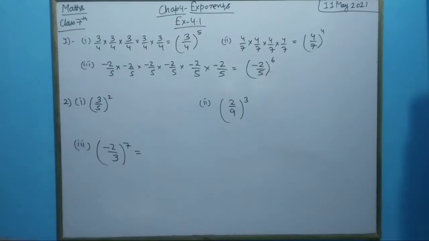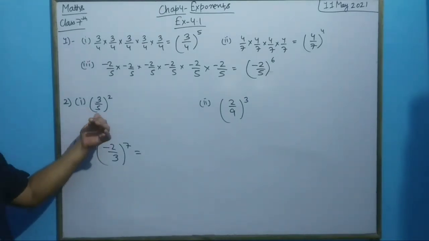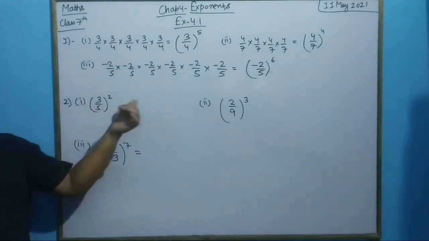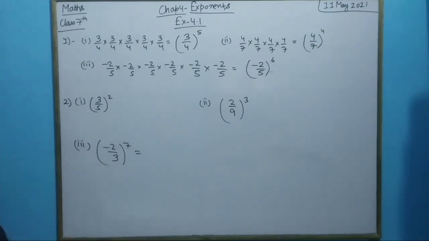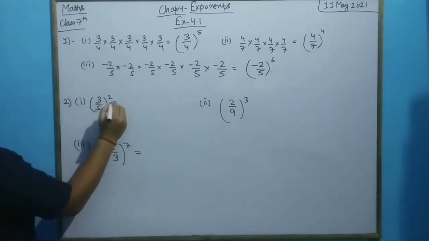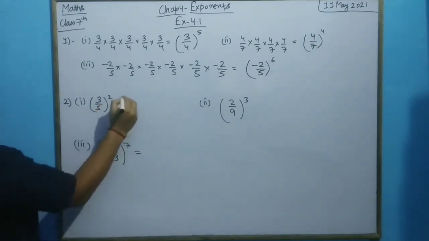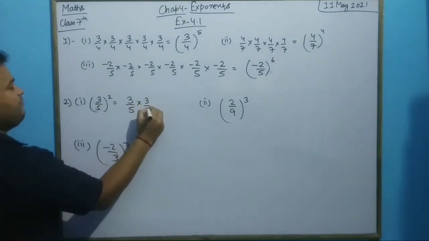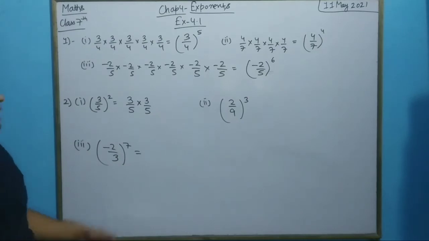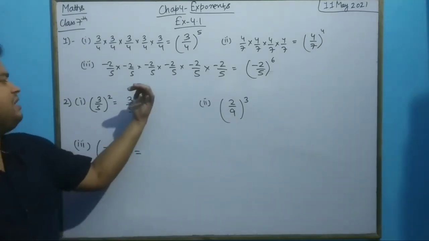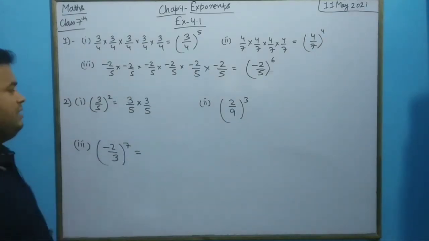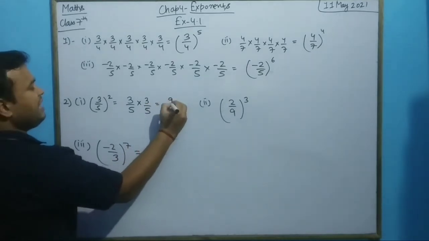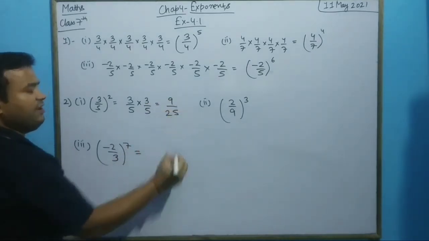Again, in the second question, we have to write each and every one in the form P by Q. What do we mean by 3 upon 5 whole to the power 2? We mean by it 3 by 5 multiplied by 3 by 5. Now just multiply the numerators and multiply the denominators. 3 into 3, this is 9, 5 into 5, that is 25.